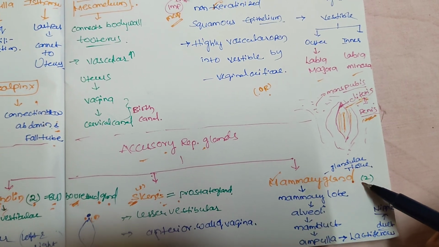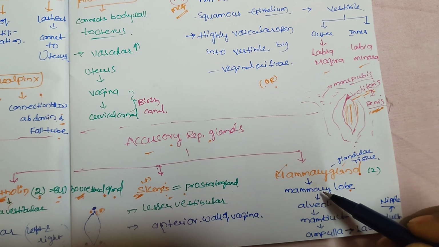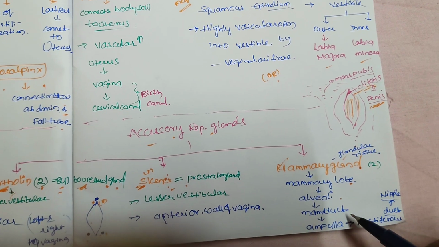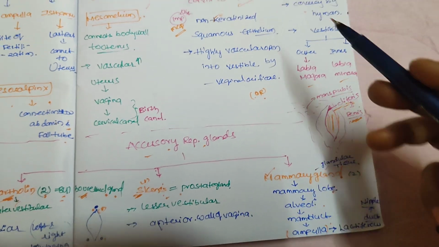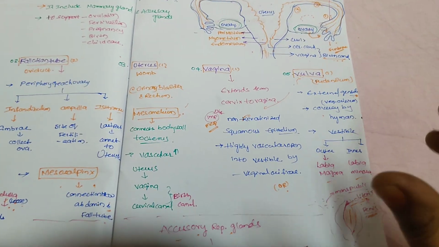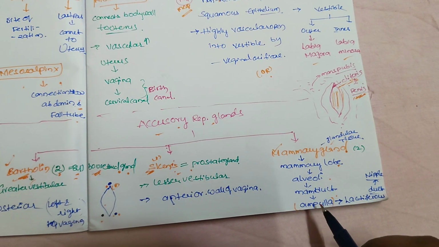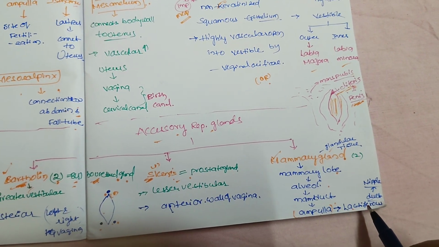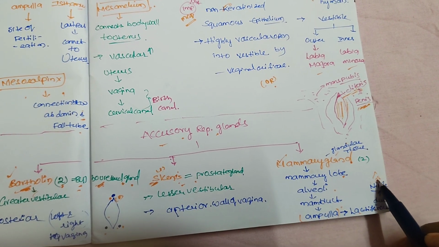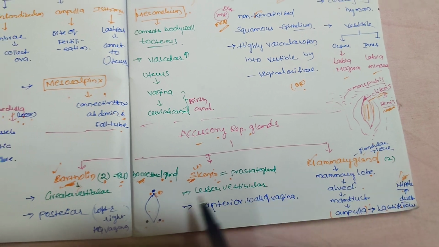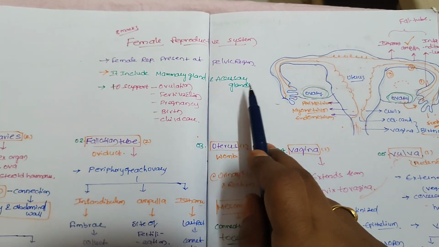Then the mammary glands. It is glandular tissue and it has mammary lobes. It leads into the alveoli. It leads to the mammary duct, and the ampulla also, as in the fallopian tube. It is the storage place. Then the lactiferous duct leads to the nipple. When the baby sucks, the milk comes out. So these are all the glands of the female reproductive system.